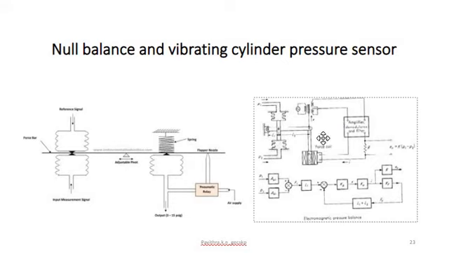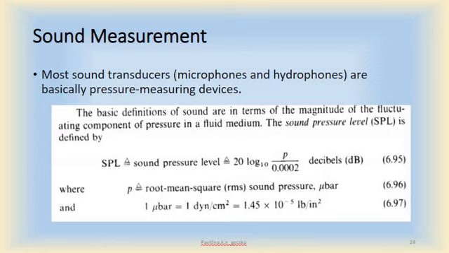So the electromagnetic pressure balance works on the induction principle. The voltage in the secondary is induced due to mutual induction, electromagnetic induction, and the voltage induced in this secondary will get varied depending upon the movement of the element placed in between the primary and secondary. Okay, so this is the working principle of electromagnetic pressure balance. And next let us move on to sound measurement.